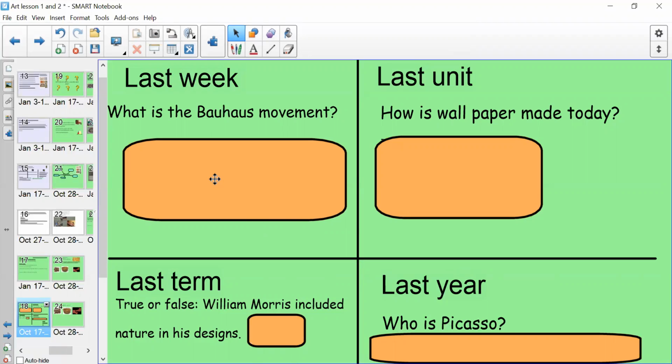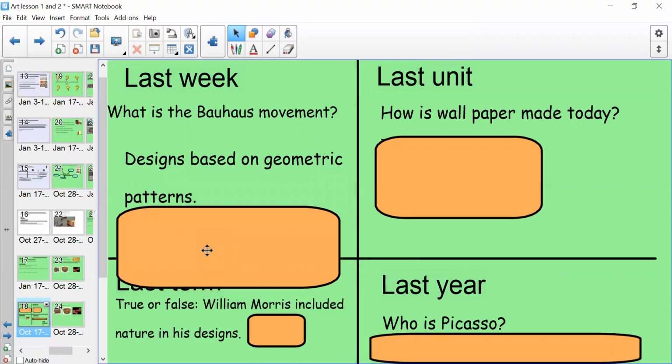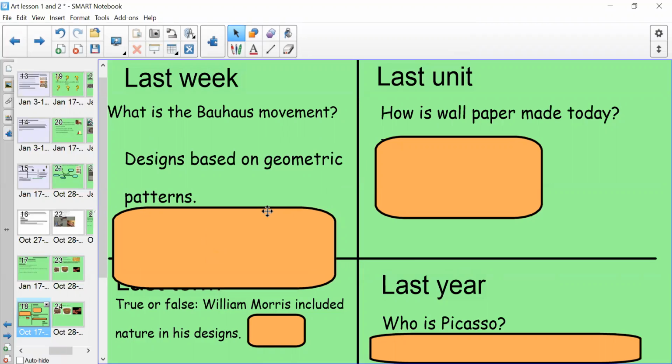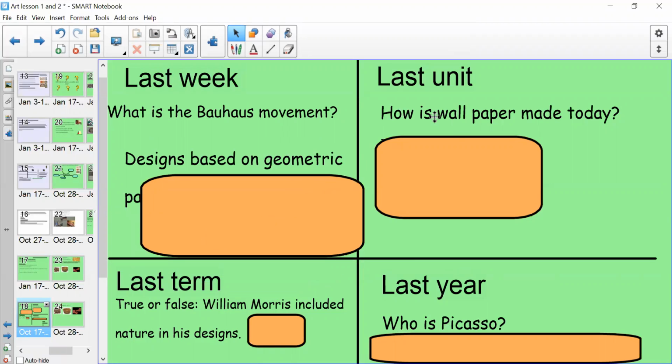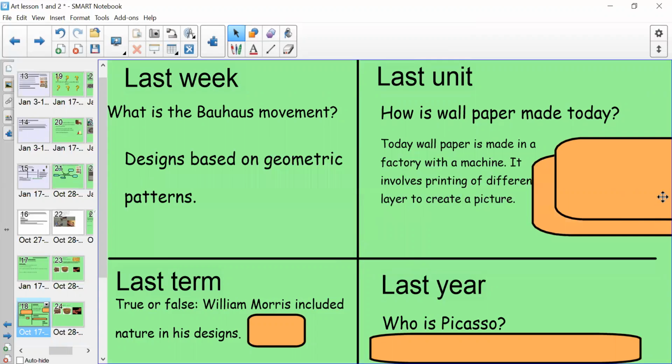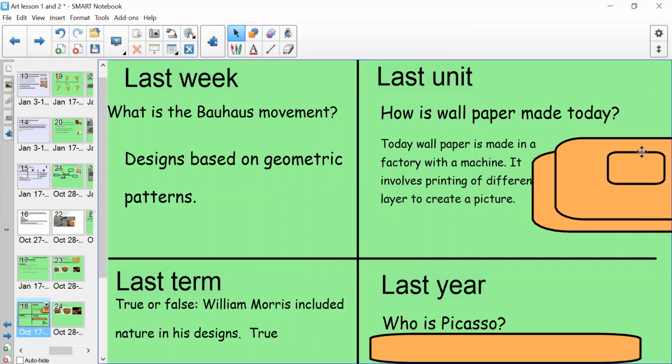Okay, well done. So the Bauhaus movement was designs based on geometric patterns. So we said the geometric last week was lots of different shapes. Last unit, how is wallpaper made today? So today, wallpaper is made in a factory with a machine. It involves printing of different layers to create a picture. But true or false? It was true. William Morris included lots of different nature items in his work, such as leaves and plants and animals.